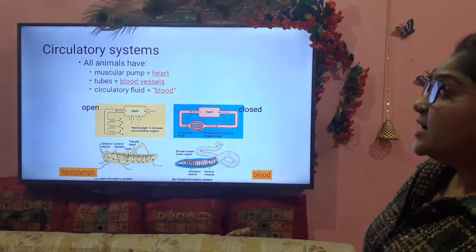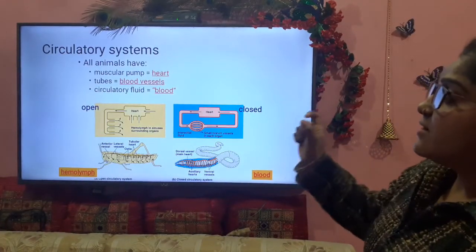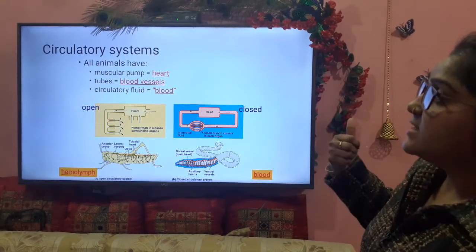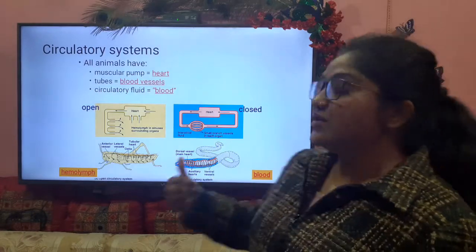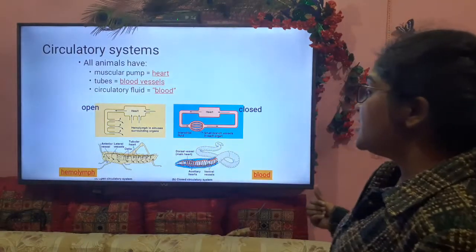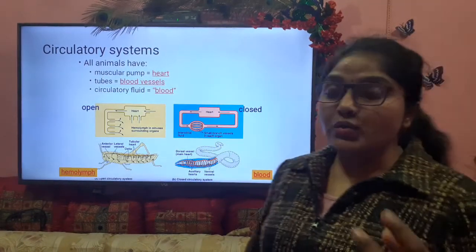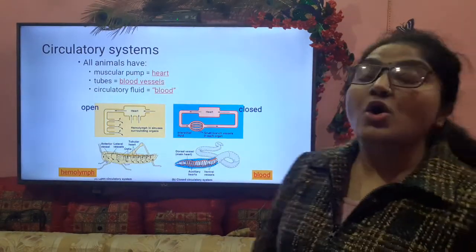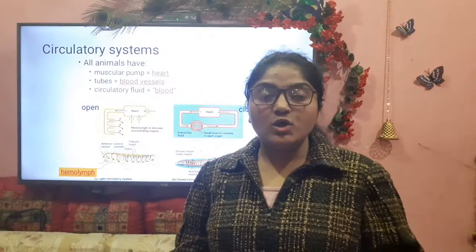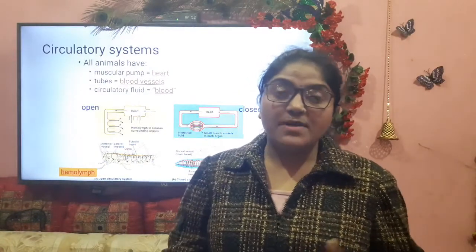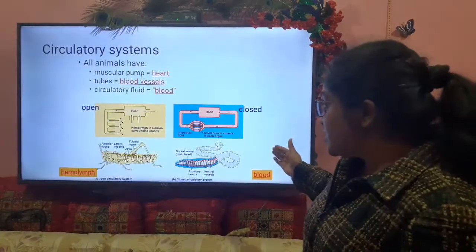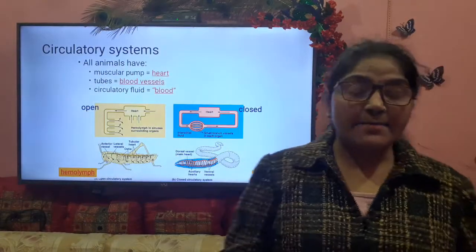All animals have a circulatory system. The heart does the work here. The heart is a muscular pump, the blood vessels are tubes, and blood is the circulating fluid. Circulatory systems work in two ways: open circulatory system and closed circulatory system. Open circulatory systems are in low-level organisms, in which blood flows throughout the body through cavities, and in the closed circulatory system blood flows with the help of blood vessels.